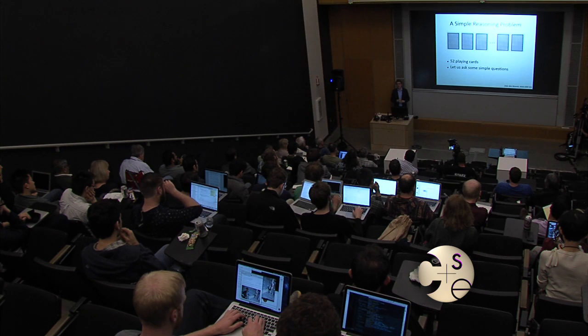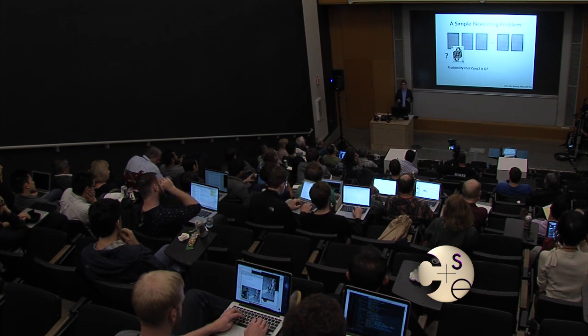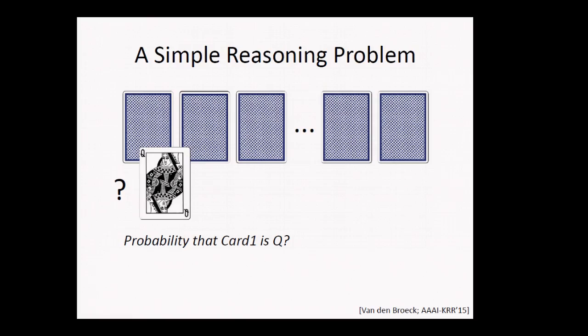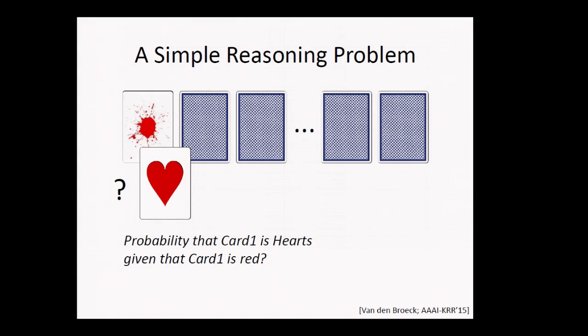You have 52 playing cards, and you want to answer some very simple questions. For instance, what is the probability that the first card is queen? It's 1 out of 13, right. Also easy, what's the probability that the first card is hearts? 1 out of 4.